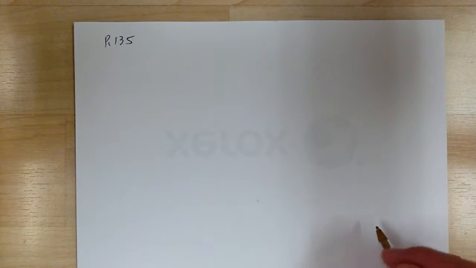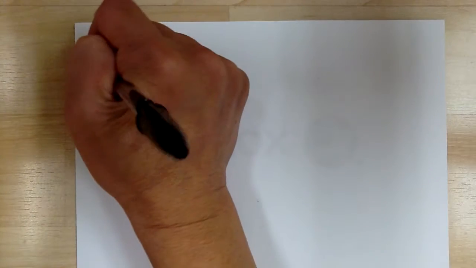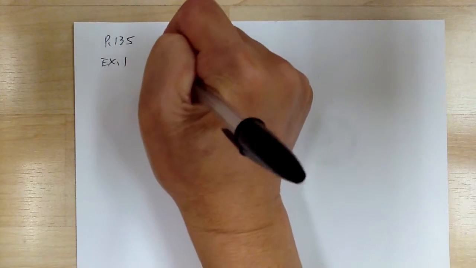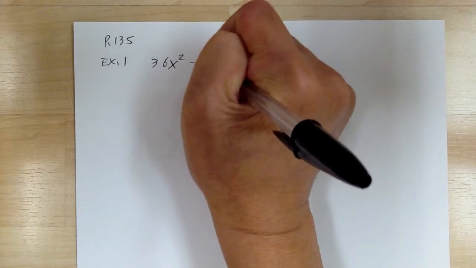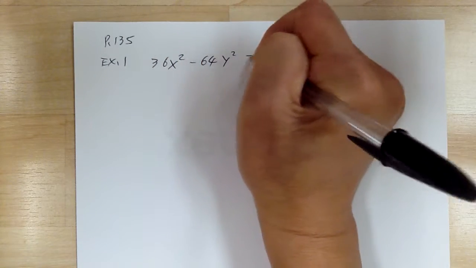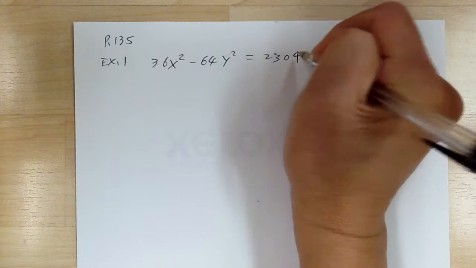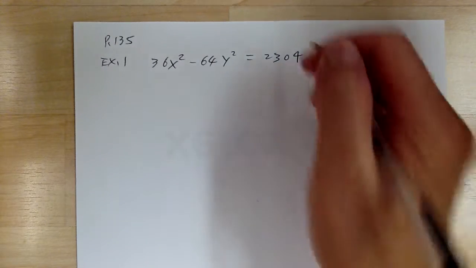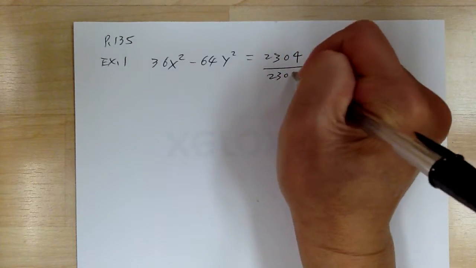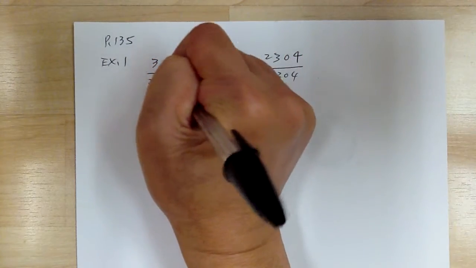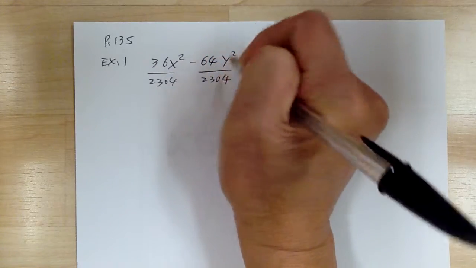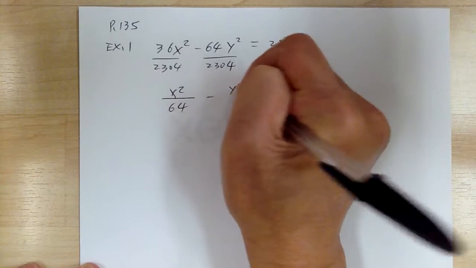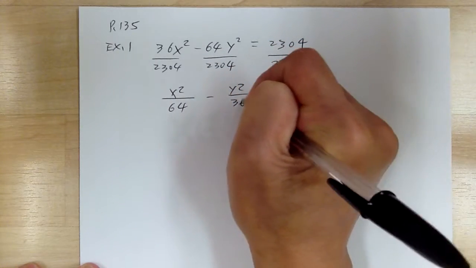Let's go to page 135, example 1. It says sketch the curve 36x squared minus 64y squared equal to 2304. So first, what you need to do is put it in standard form. So divide everything by 2304. And so the equation becomes x squared over 64 minus y squared over 36 equal to 1.